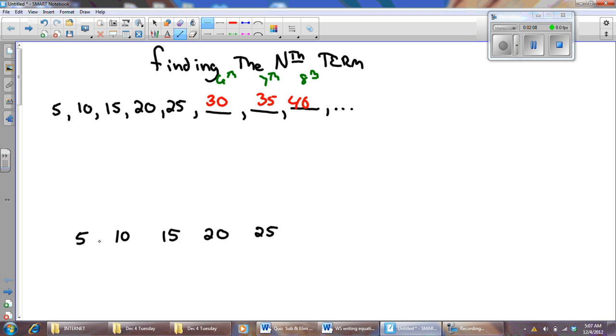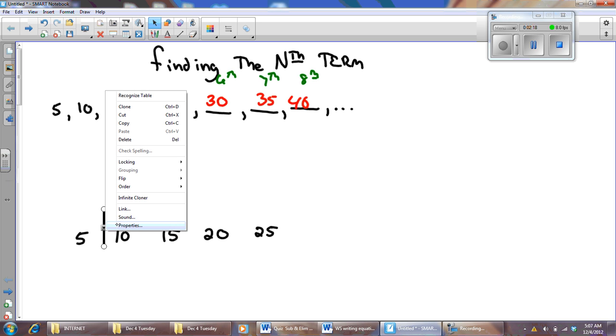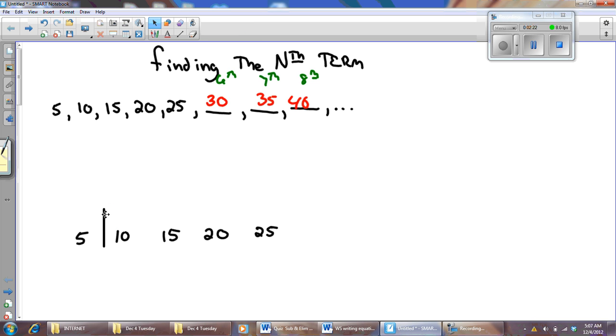All right, here I have the numbers 5, 10, 15, 20, and 25. First thing I'm going to do is I'm going to make a table. And real simple, you just take your pencil and separate the numbers by vertical line segments. And I'm actually going to make 3 extra compartments, and you'll see why in 1 second.